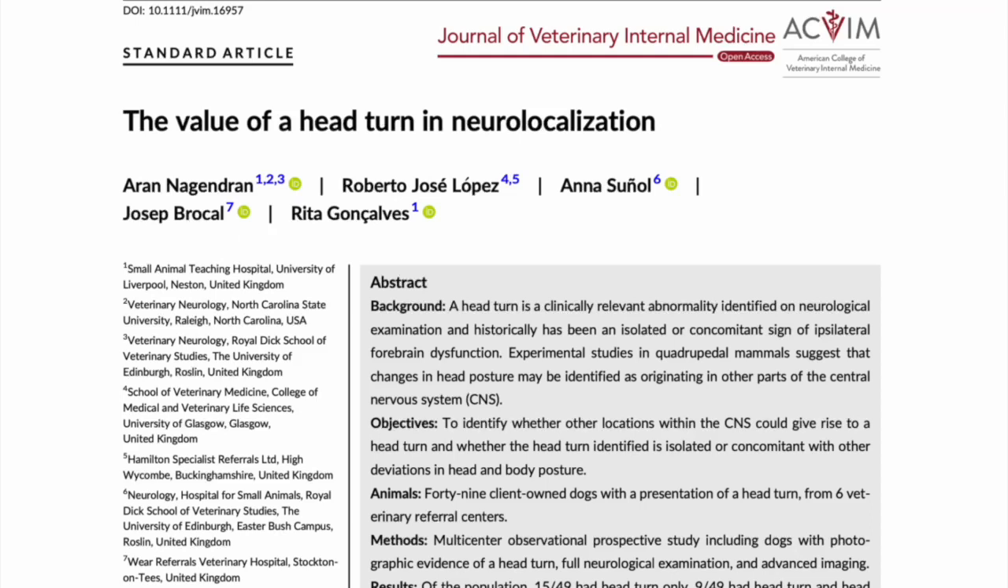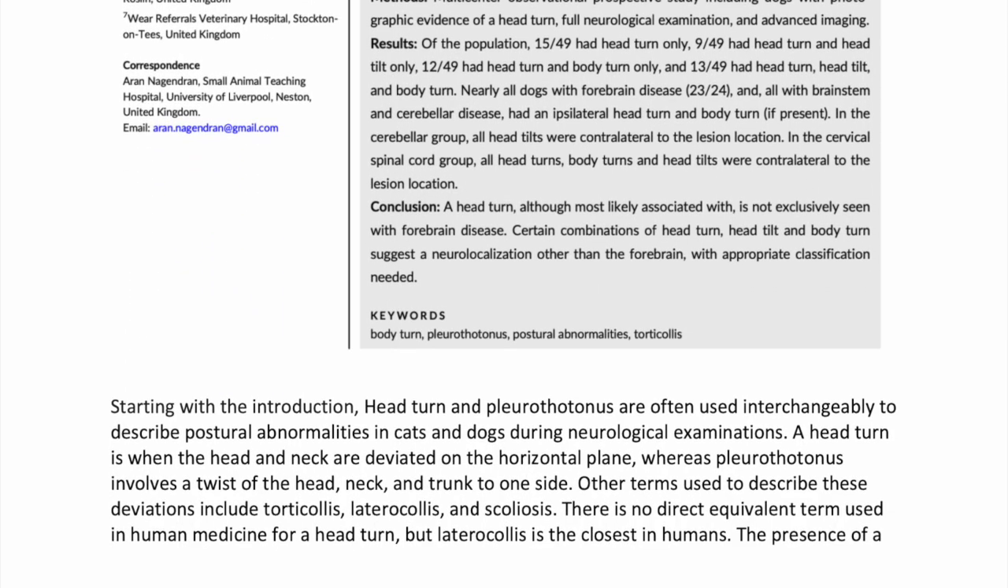This video will summarize the article titled, The Value of a Head Turn in Neurolocalization. Starting with the introduction, head turn and pleurothotonus are often used interchangeably to describe postural abnormalities in cats and dogs during neurological examinations. A head turn is when the head and neck are deviated on the horizontal plane, whereas pleurothotonus involves a twist of the head, neck, and trunk to one side.